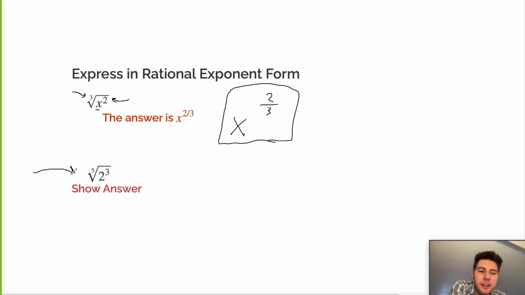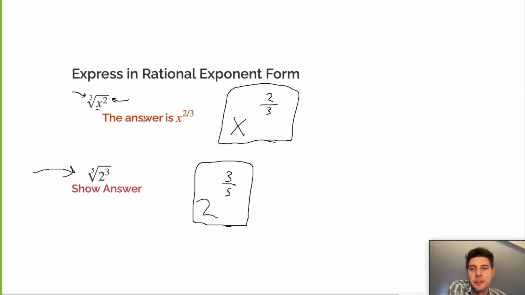We can do another one of these, the 5th root of 2 cubed. If we want to write this in rational exponent form, it would be a 2 to some fraction. And then this 5 goes on the bottom because the root goes on the bottom, and this 3 will go on top. So 2 to the 3/5 should be the answer, and we can check it. And there it is, 2 to the 3/5. Let's do one more.